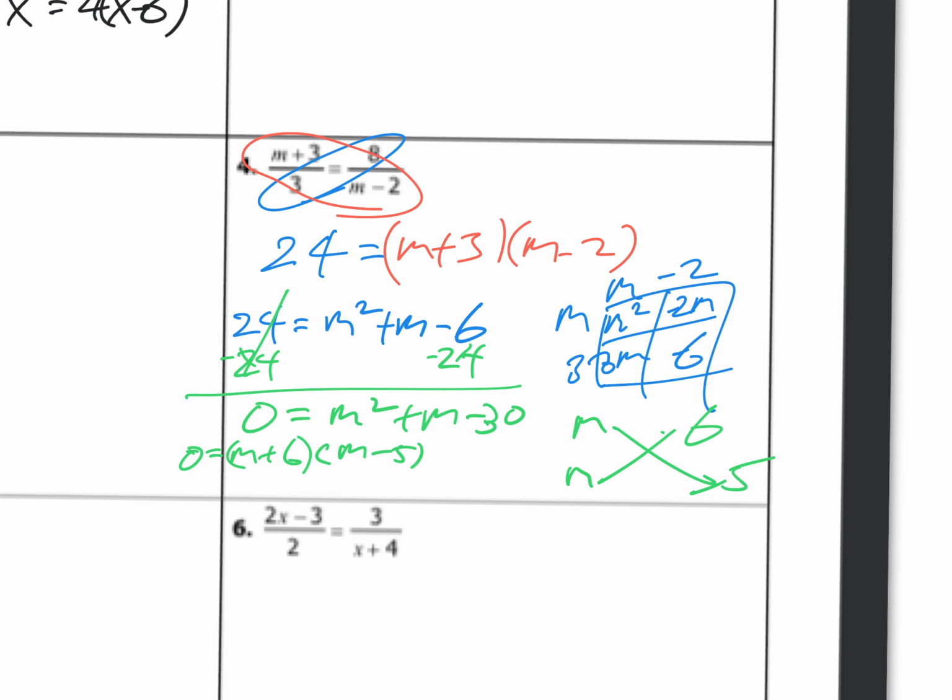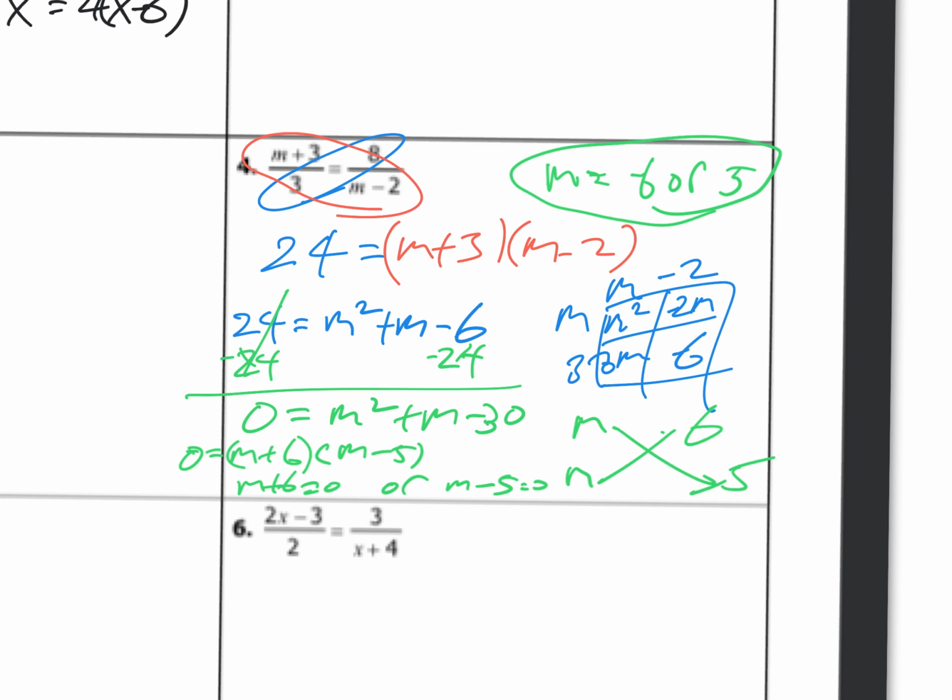And you know by the zero product property that either m plus 6 equals 0 or m minus 5 equals 0. So for your answer, minus 6 to both sides, plus 5 to both sides, you get m is equal to negative 6 or positive 5.